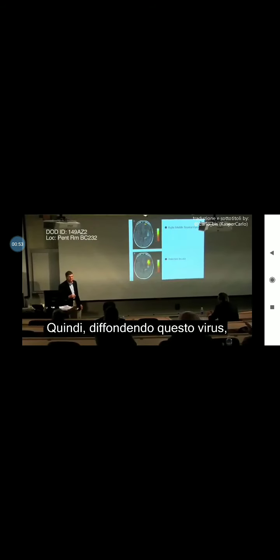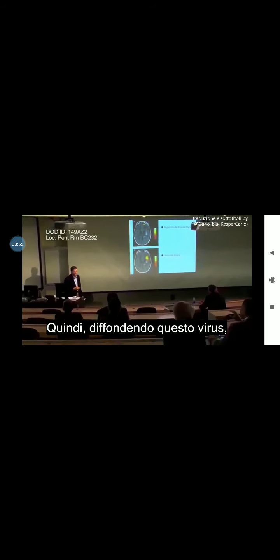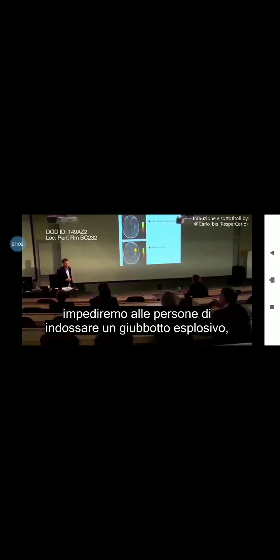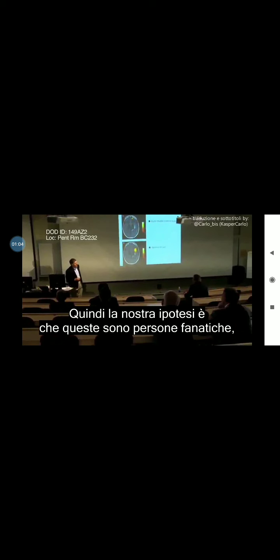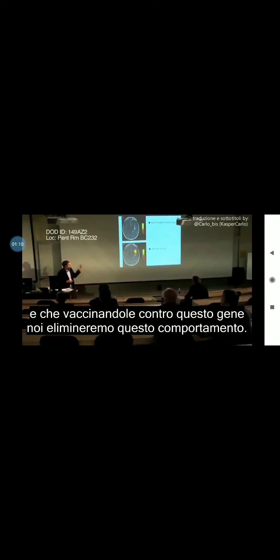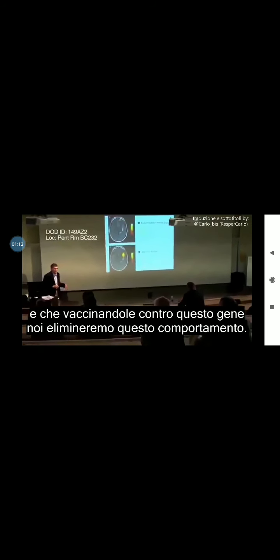Another evidence that supports our hypothesis for the development of this approach. What you see here is by spreading this virus, we're going to eliminate individuals from donning on a bomb vest and going into a market and blowing up the market. So our hypothesis is that these are fanatical people, that they have overexpression of the VMAT2 gene, and that by vaccinating them against this, we'll eliminate this behavior.